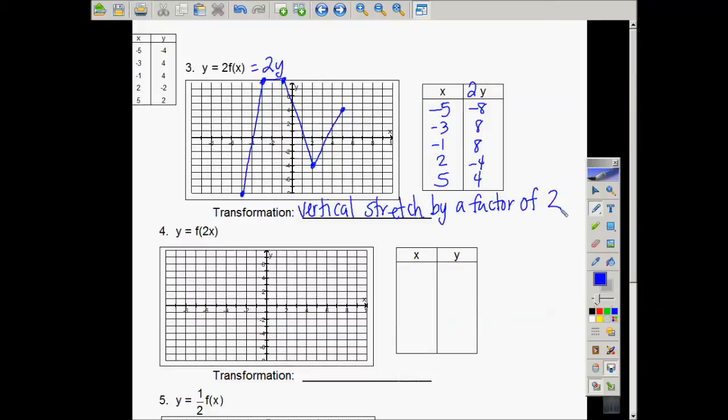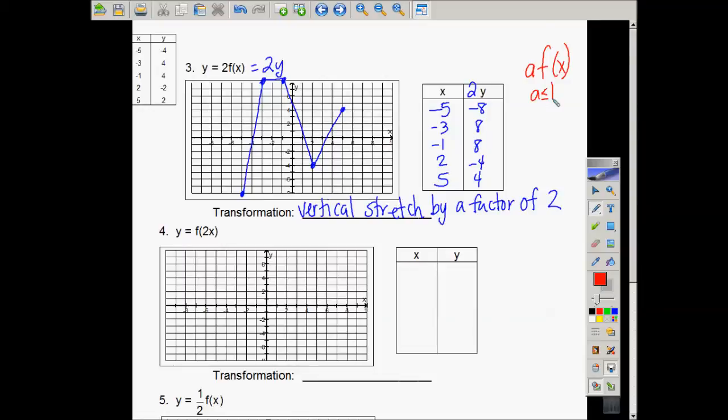Right? So it's a vertical stretch by a factor of 2. So if I have a variable on the outside times f of x, and this variable, in order to, has to be greater than or equal to 1, is going to cause my function to do what?